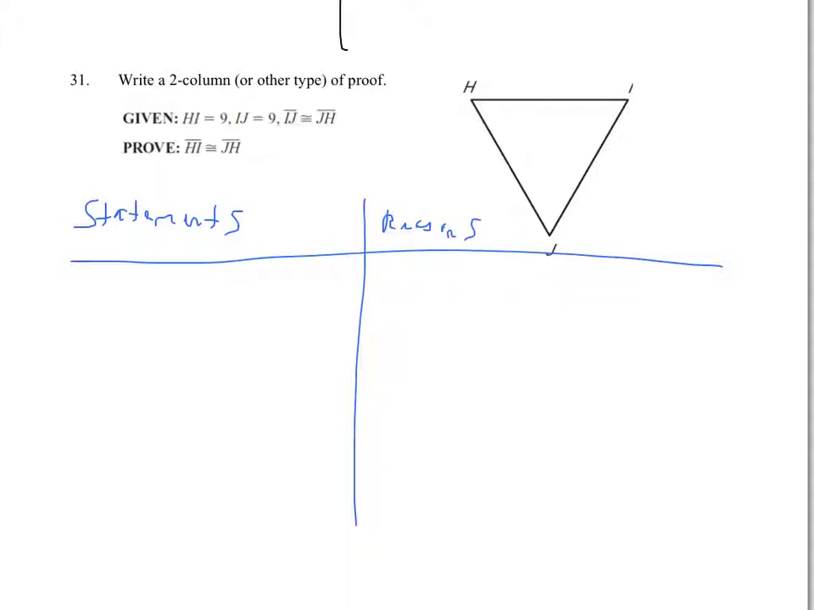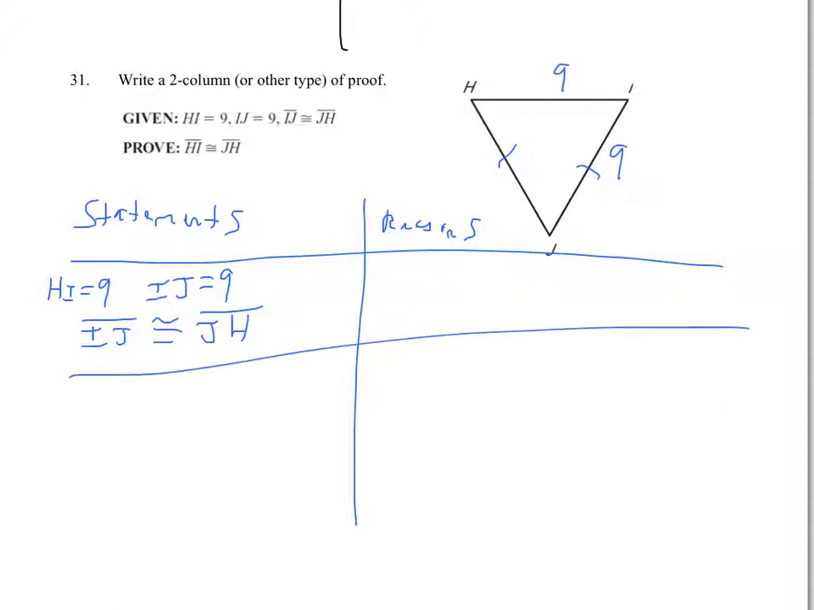Okay, and we'll go ahead and state all the given stuff. HI equals 9. I'm going to mark that on my diagram also. IJ equals 9. Alright, there's that. And segment IJ is congruent to segment JH. And all of that is given. And I need to prove that HI is congruent to JH.